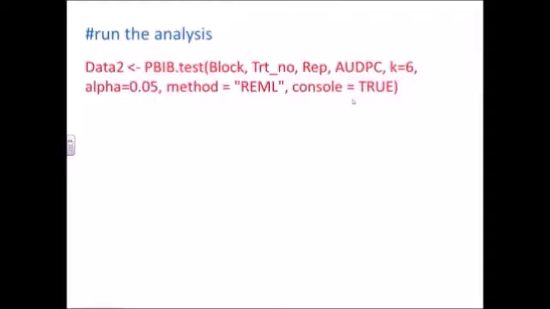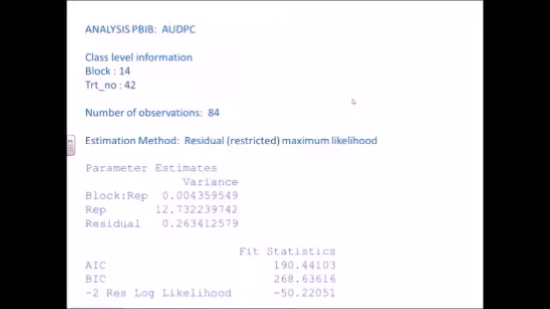When you run that line, all of the analysis shows up. We should double check that the class level information is consistent, the number of observations is consistent, and that the estimation method is consistent with what we told the computer to do. Then we actually get parameter estimates, and we also get the fit statistics. So these aren't new to you. The fit statistics can be used to compare this model to, say, another model.